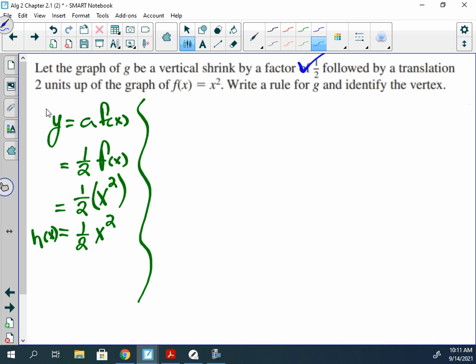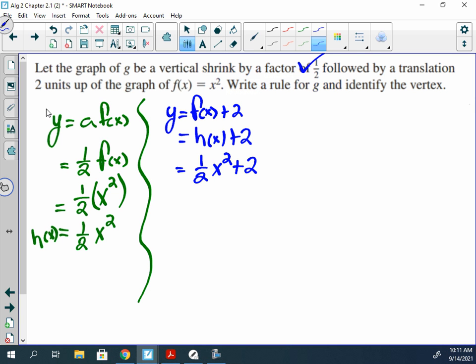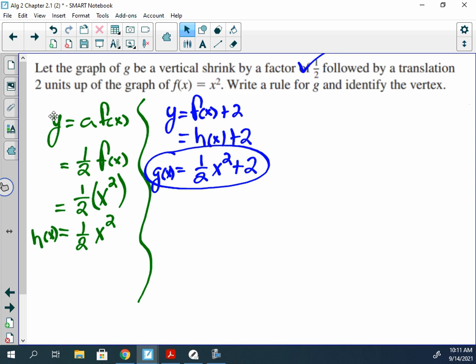Followed by a translation of 2 units up. So we can use the y equals f of x plus 2. Well, we don't really have f of x. It's really going to be h of x plus 2. So we'd have 1/2 x squared plus 2 is going to be our g of x. Now, if you notice, most of these, it's just multiplied the x squared by a factor, added 2. Just because of how they set these up and worded these, really, we just can throw them in and we have the function.